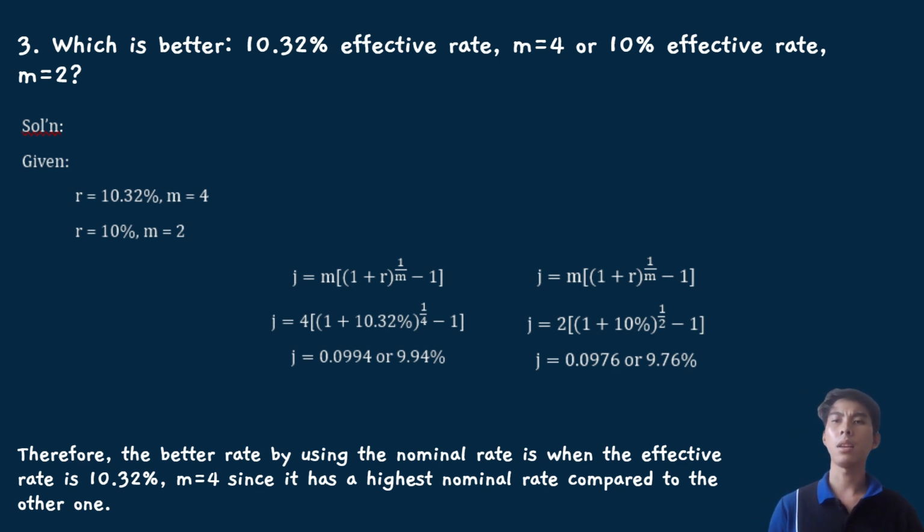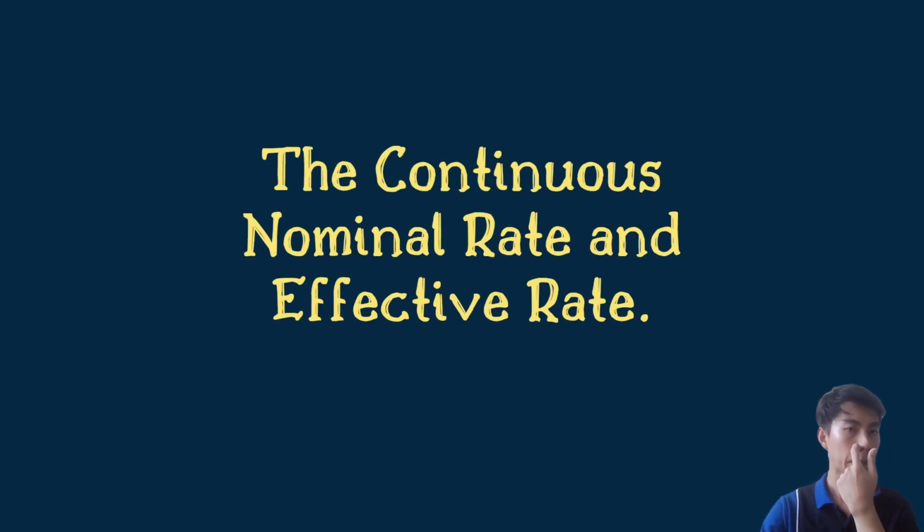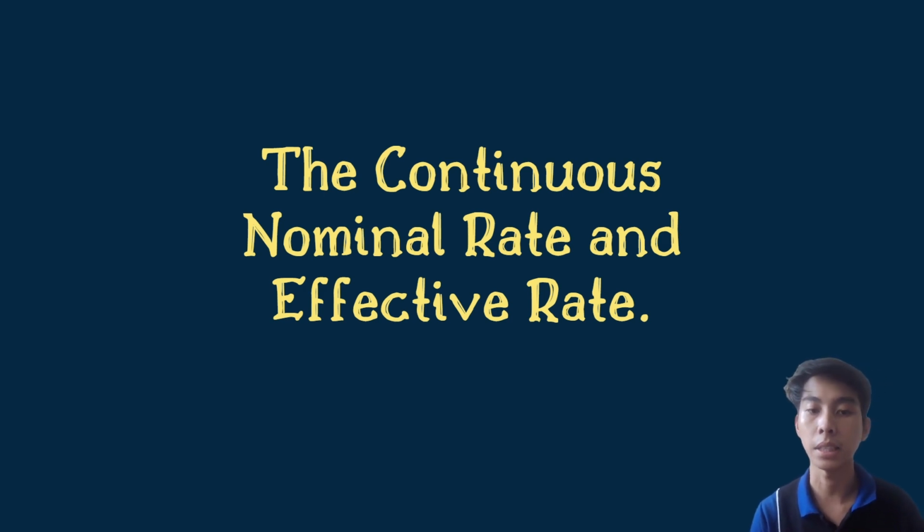So what if it is continuous compounding? What do we do, or what formula do we use in finding the difference of each? For our next topic, we now talk about the continuous nominal rate and effective rate.